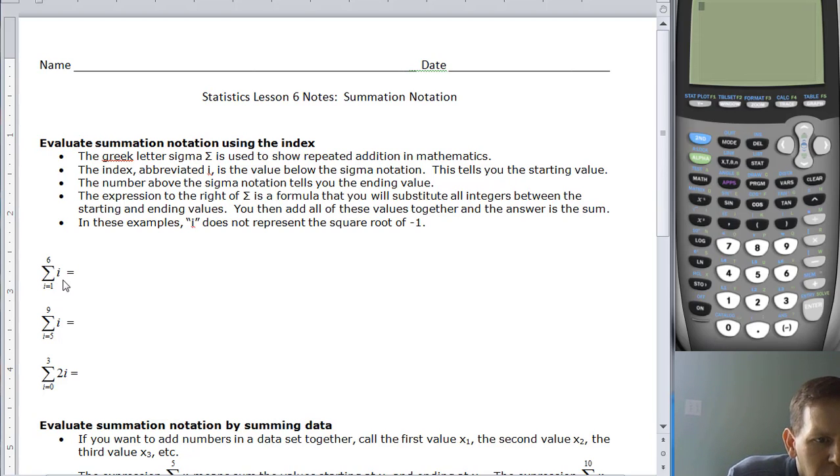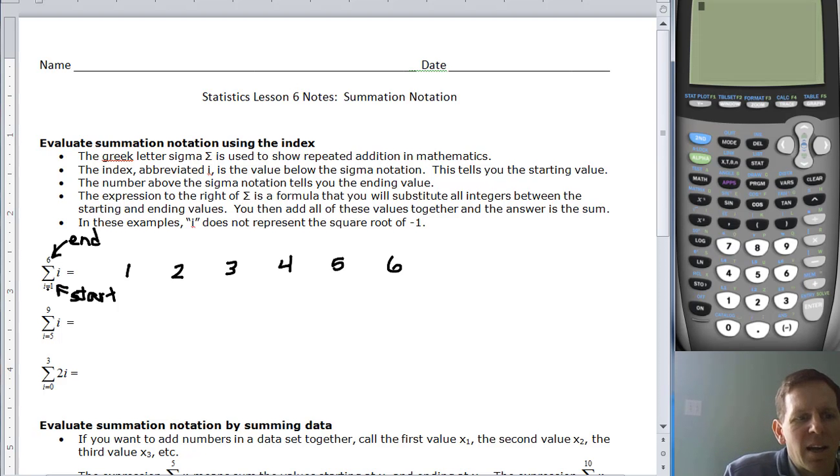In our first example, the number below the sigma notation is where we're starting, so we're going to be starting at 1, and the number at the top is what we're ending at, so we're going to end at 6. Our formula says we're just going to plug in the number 1 in place of the I, and then go up by 1s until we get to 6. I plug in 1 for I, we get 1. I plug in 2, we get 2. I plug in 3, we get 3. I plug in 4, and then 5. And once we get to 6, that's where we end.